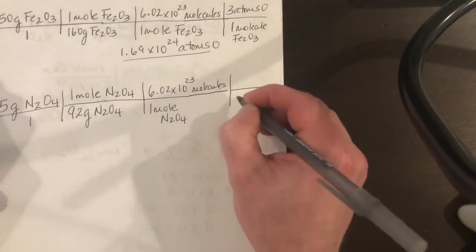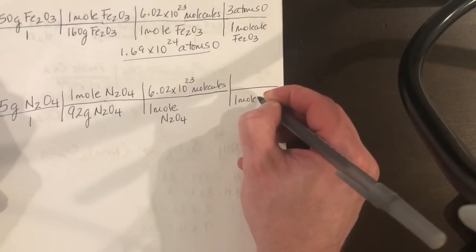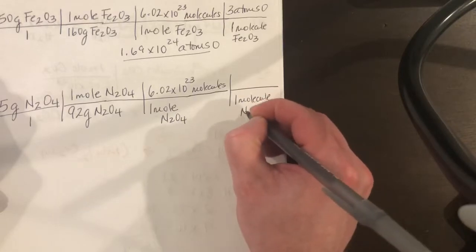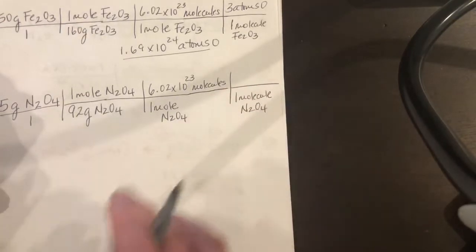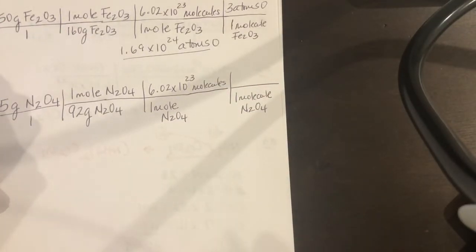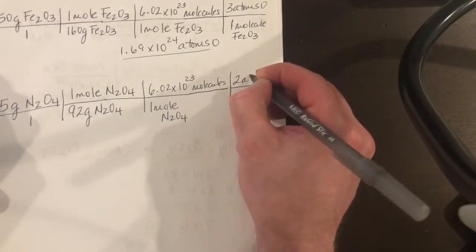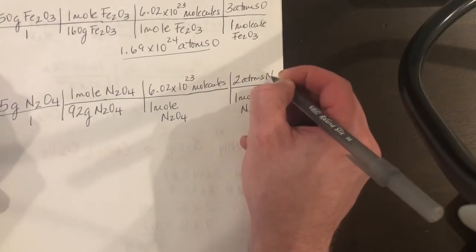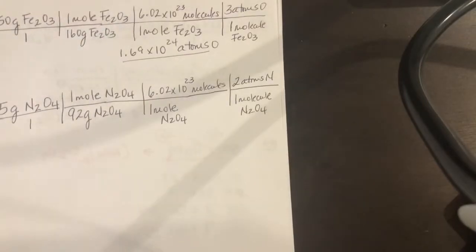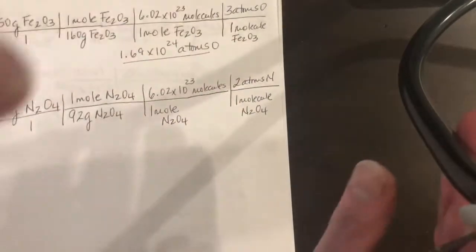Okay, and then we're going to do that extra step to get to atoms. So it's asking for atoms of nitrogen. So there's 2 atoms of nitrogen in that molecule.